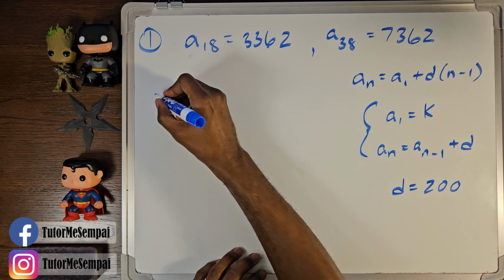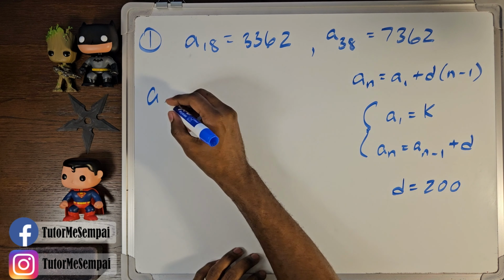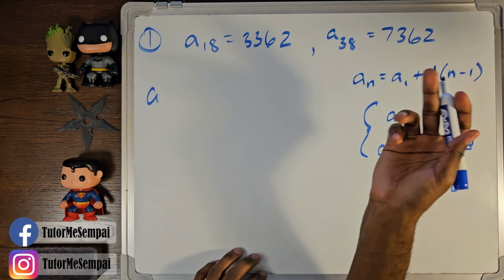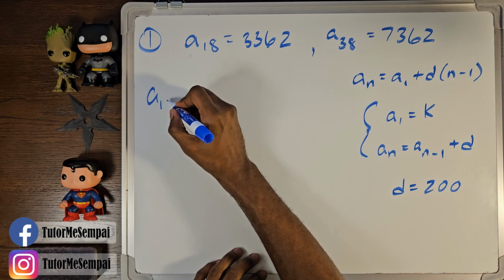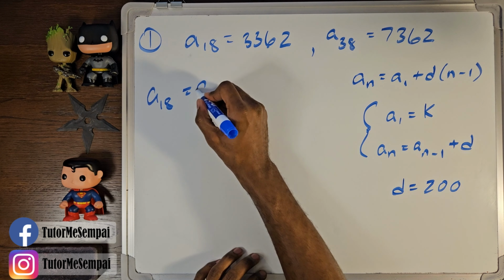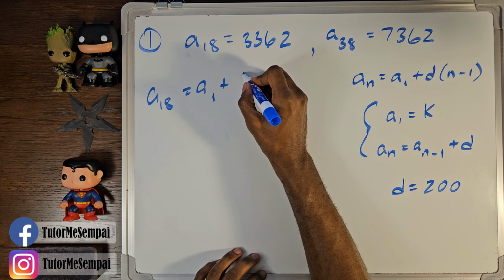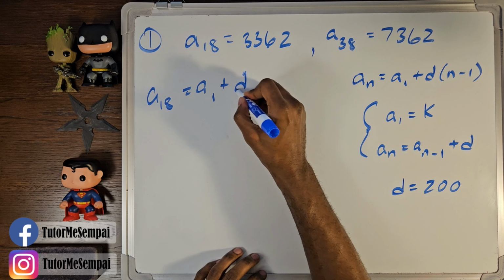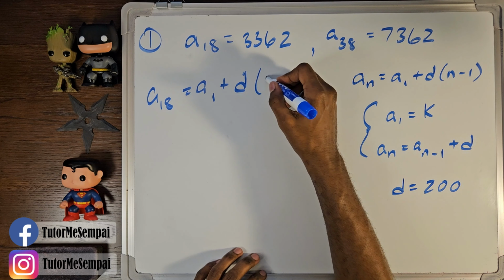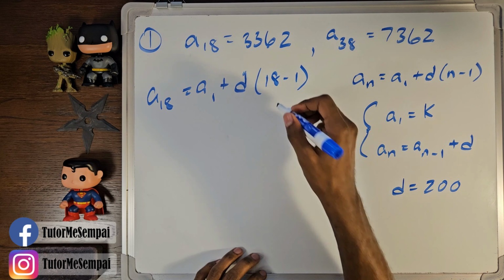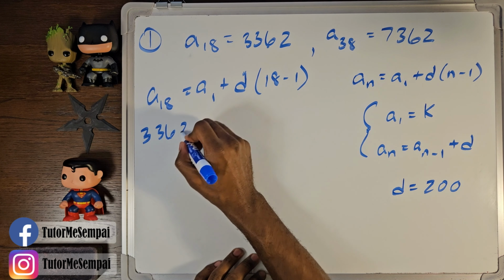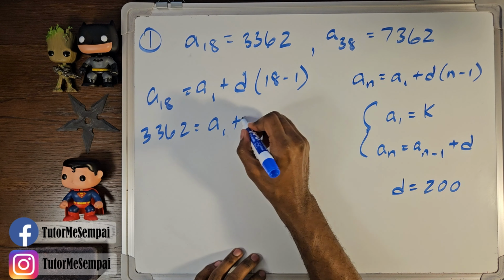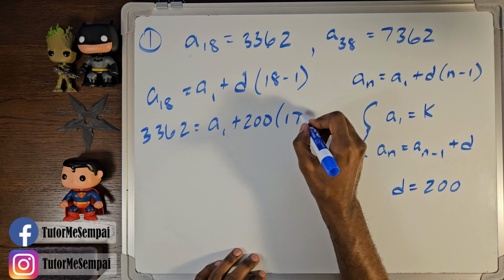And by using this a sub n here, let's pick an n. It doesn't really matter if you pick 18 or 38, pick an n. So I'm going to say a sub 18 is going to be a sub 1 plus our d, so I'll just keep that as d for right now, times 18 minus 1. So let's plug in what we know. This is going to be 3,362 equals a sub 1 plus 200 times 17.